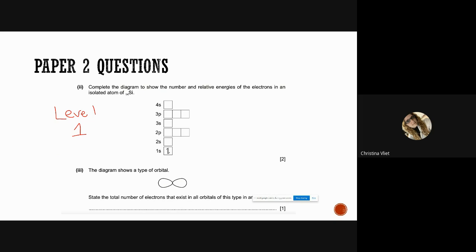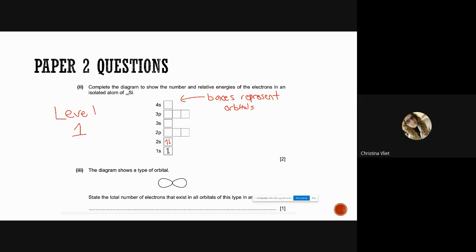Complete the diagram to show the number and energies of electrons in an isolated atom of silicon. They've given you the boxes. Just to recognize, the boxes represent orbitals. Interestingly enough, in all the questions I've seen reviewing old exams, they typically do give you this, which is nice. They give you the boxes and you just have to fill them with electrons. It also gives you the orbital, because you go from low energy to high energy. So there's already 2 electrons filled here. For silicon, how many electrons would you put in the next box? 2.